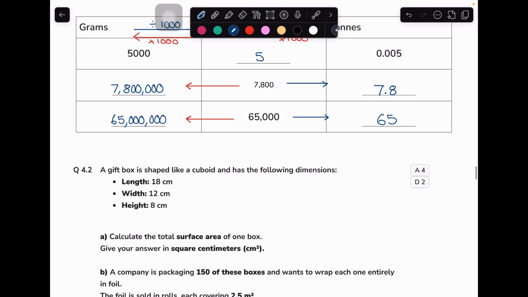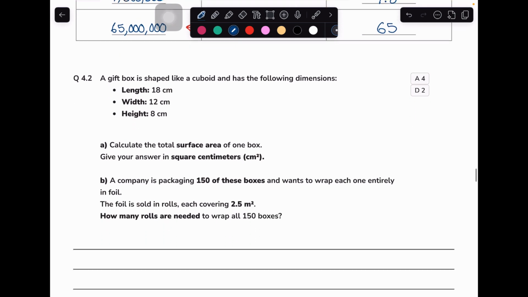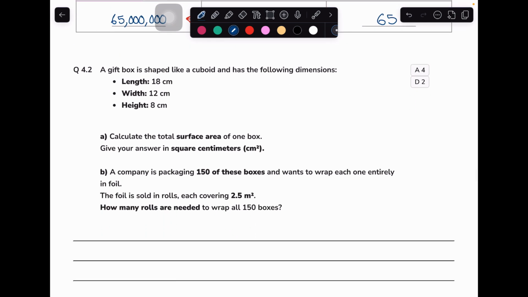So on to the next question. A gift box is shaped like a cuboid and has the following dimensions. Okay, so let me just do a quick sketch of my cuboid.